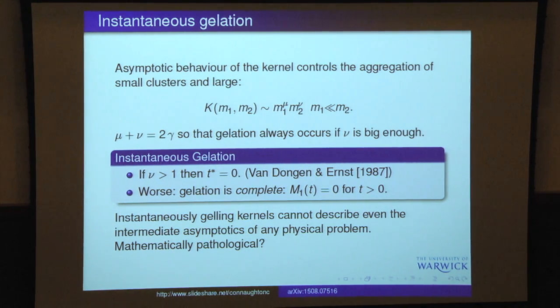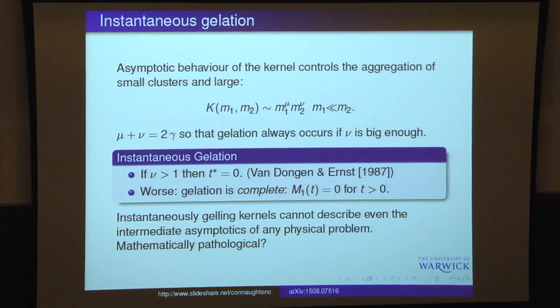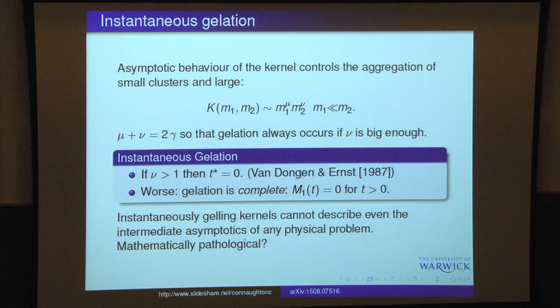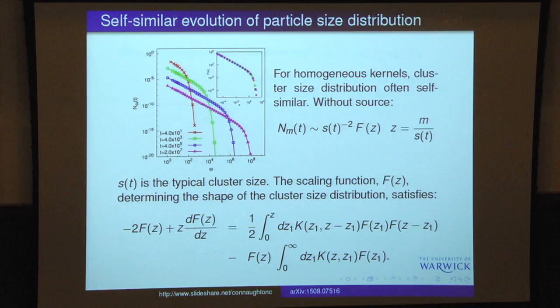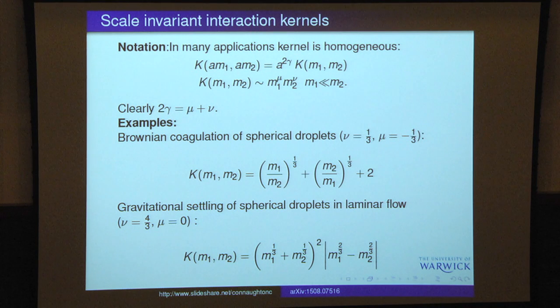So you might think, well, instantaneously gelling kernels just don't really make any physical sense, and they're mathematically pathological, and you should just ignore them and leave it to the mathematicians. But that's actually not the right point of view to take, because this is an example.